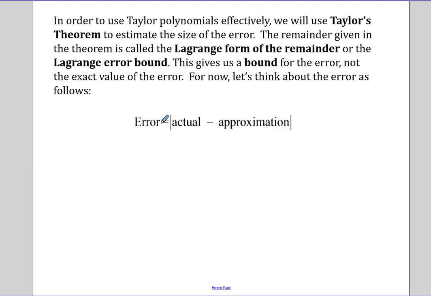In order to use Taylor polynomials effectively, we will use what's called Taylor's theorem to estimate the size of the error. The remainder given in the theorem is called the Lagrange form of the remainder, or Lagrange error bound. This gives us a bound for the error, not the exact value of the error. For now, let's think about the error this way. The error is the actual amount of the function minus our approximation.